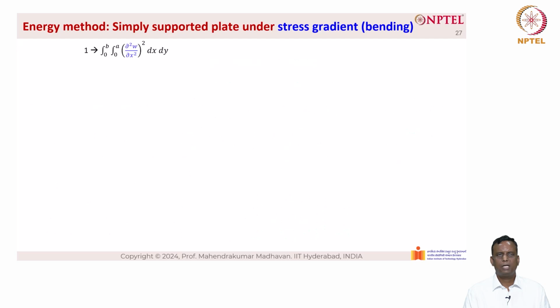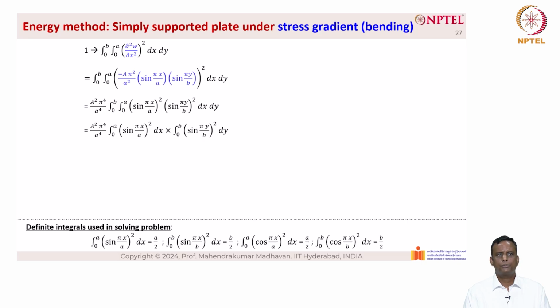Now, when we substitute that in the first integral, we get the double integral from 0 to b and 0 to a of a minus a into pi square by a square into sin pi x by a into sin pi y by b, the whole square, into dx into dy. This can be written as a square into pi power 4 divided by a power 4 into the integral of sin square pi x by a into sin square pi y by b into dx into dy. Substituting the definite integrals, integral 0 to a sin square pi x by a equals a by 2 and integral 0 to b sin square pi y by b equals b by 2. So, we have a square into pi power 4 by a power 4 into a by 2 into b by 2, which gives rise to the value pi power 4 into a square into b divided by 4a cube.